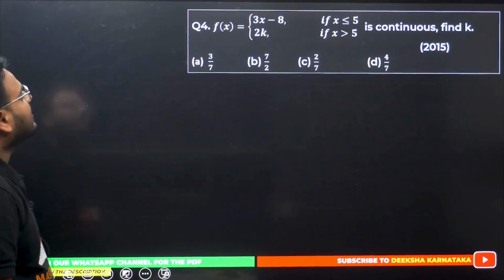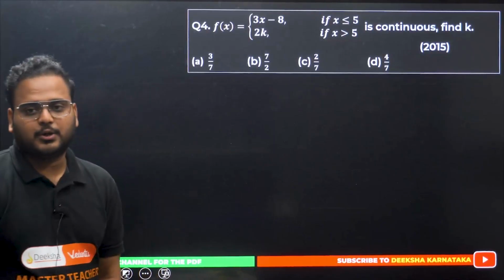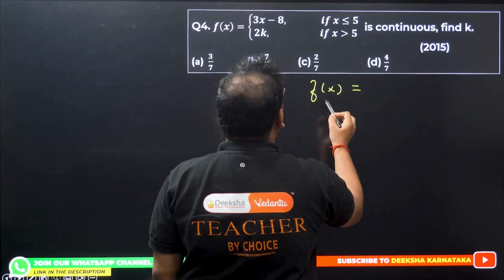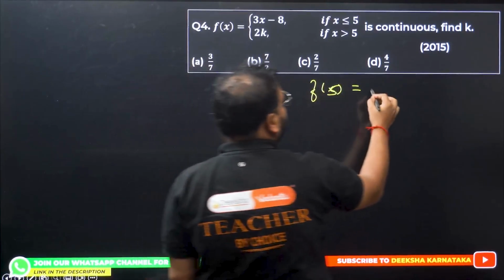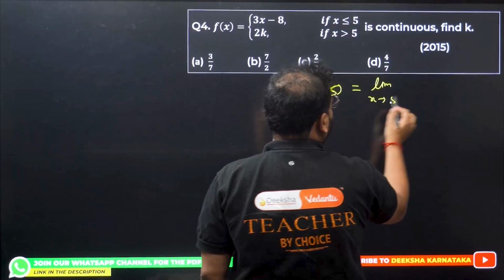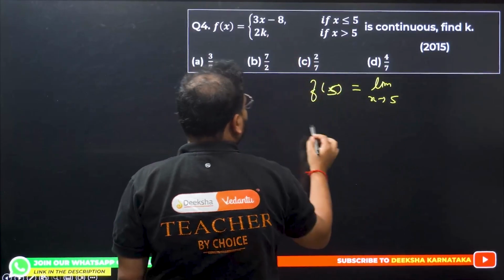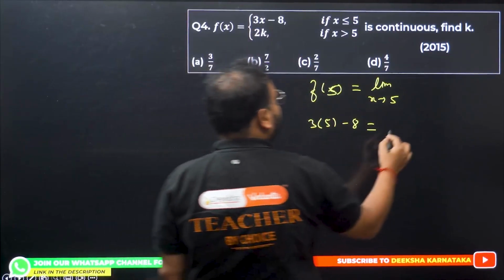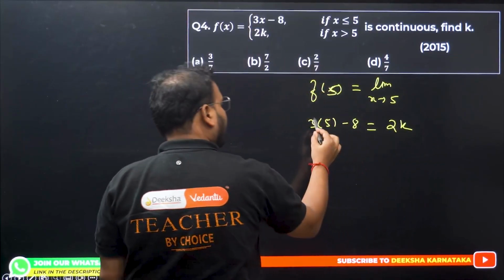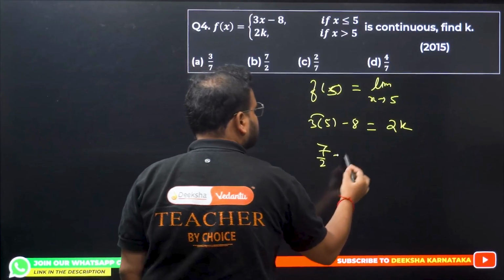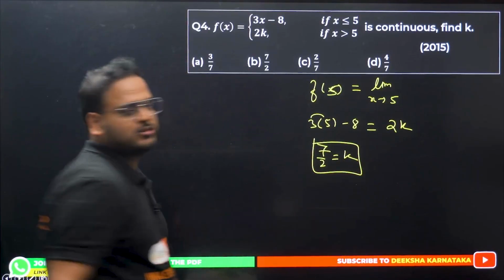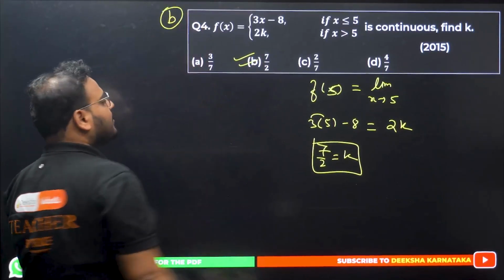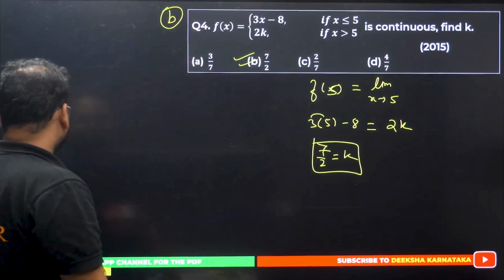Question number 4 now. f(x) is given as 3x minus 8 and 2k. Same thing, continuous means f of 5 equals limit at x tends to 5. I get here, f of 5 means 3 times of 5 minus 8. Over here, limit is going to be what? 2k. How much is this? 15 minus 8 is 7, so 7 by 2 is my value of k. Again, one step question, very simple. Option B is correct. Moving on.